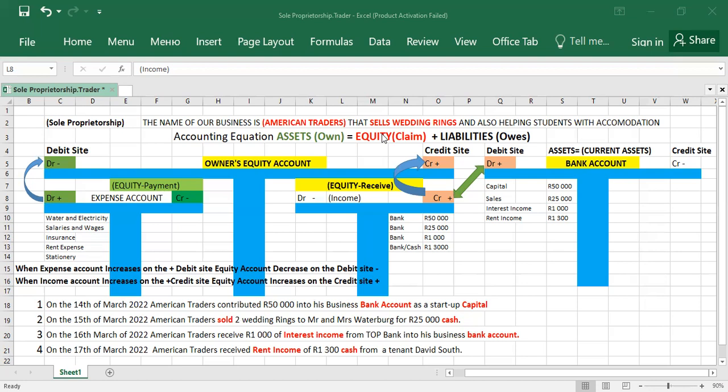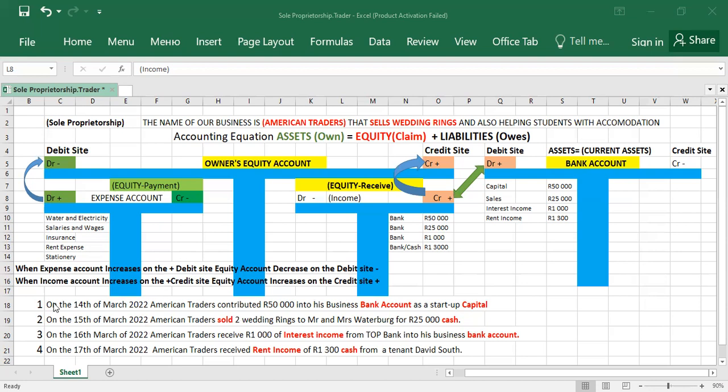Now, what is equity? Equity is the money that the owner can claim after paying what? After paying expenses of the business and also liabilities of the business. The remaining money is the money that the owner of the business can claim. And then the remaining will be regarded as an income of the business that American Traders can claim from his business.